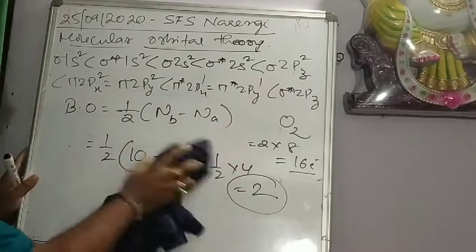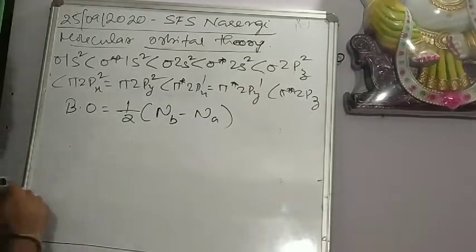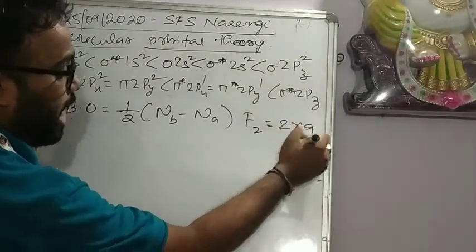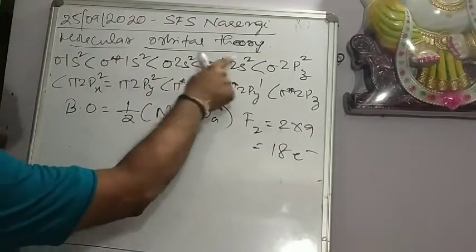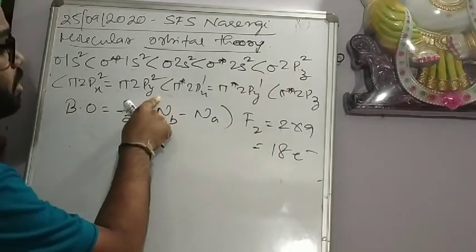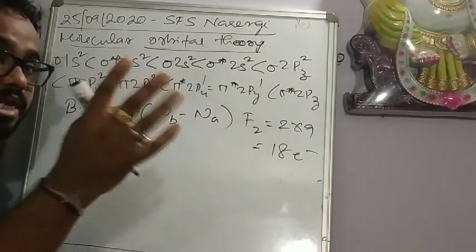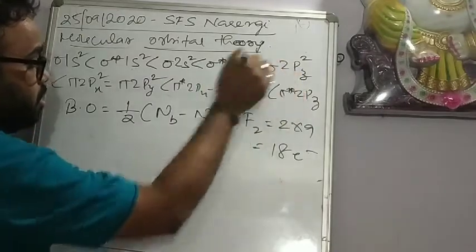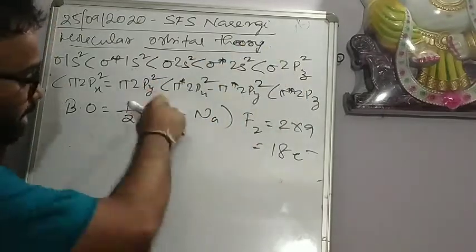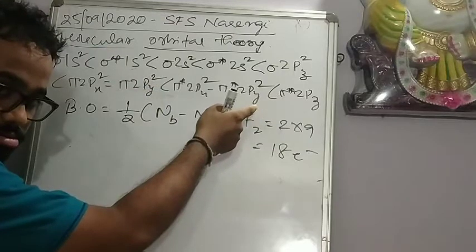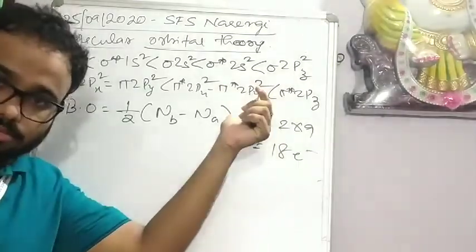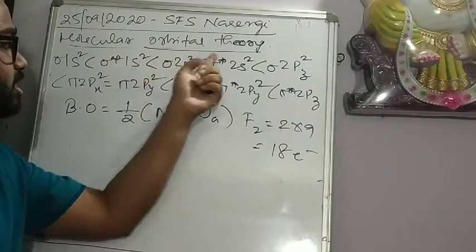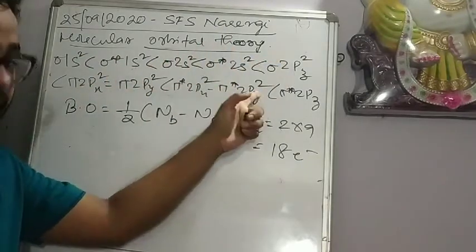Now coming to F2. F2 will be 2 into 9, that is 18 electrons: 2, 3, 4, 5, 6, 7, 8, 9, 10, 11, 12, 13, 14, 15, 16, 17, 18. Now I will give here 2, 2. So it can be 2, 2, it can be 2, 1, it can be 1, 1, but it can be 0.